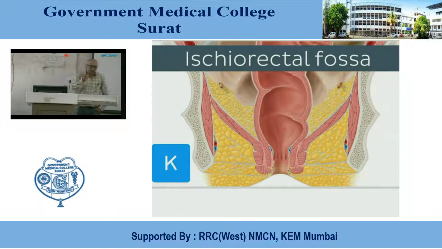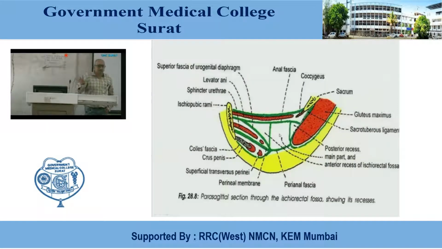So apex, base, medial boundary, lateral boundary. Now anteriorly, now you can't see the anterior and posterior extension or the boundaries. Now first you get this image.